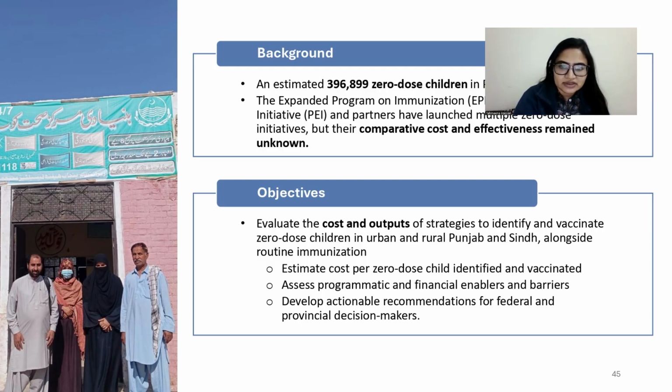We also generated evidence on the possible programmatic and financial barriers and enablers which these programs have been facing in reaching these zero-dose children, and developed some actionable recommendations for the government that may help the decision makers to effectively plan the future immunization programs. Next slide.